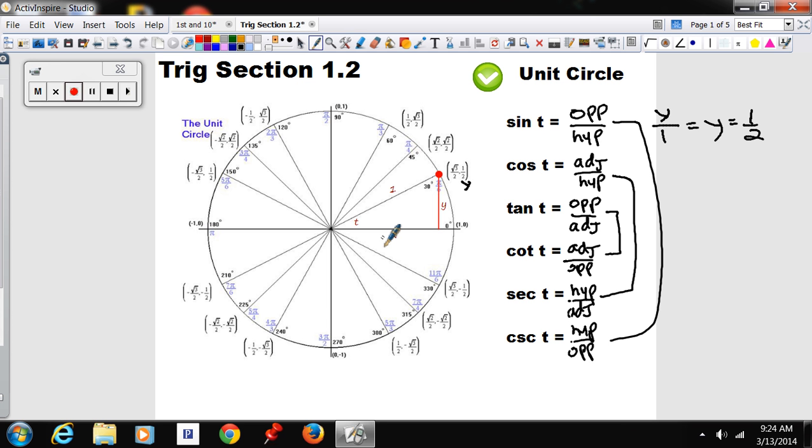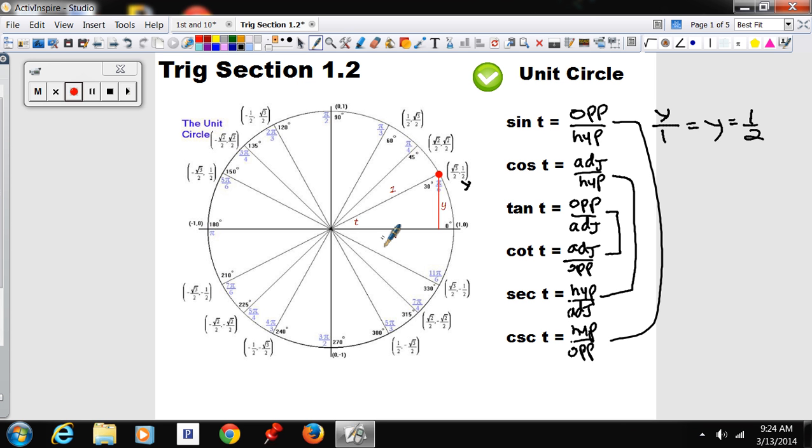What is the sine? Look at my chart. What is the sine of pi? What's the y coordinate where pi is? 0. 0 is going to be the sine. Now, if you put in sine of 180 right now, you're going to get 0 because that's your y coordinate. Okay, sine of 180 is 0.